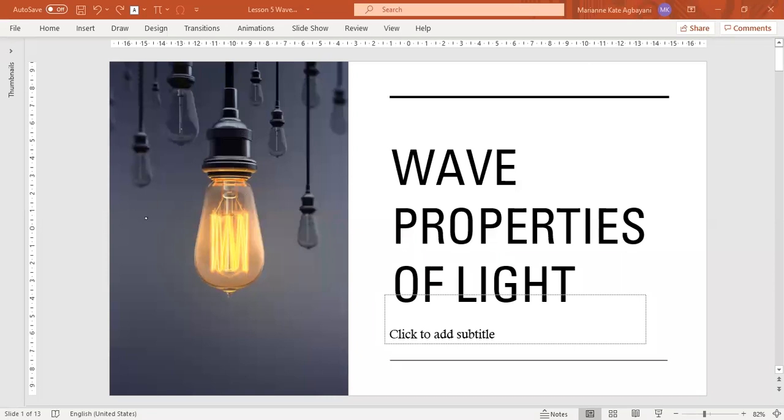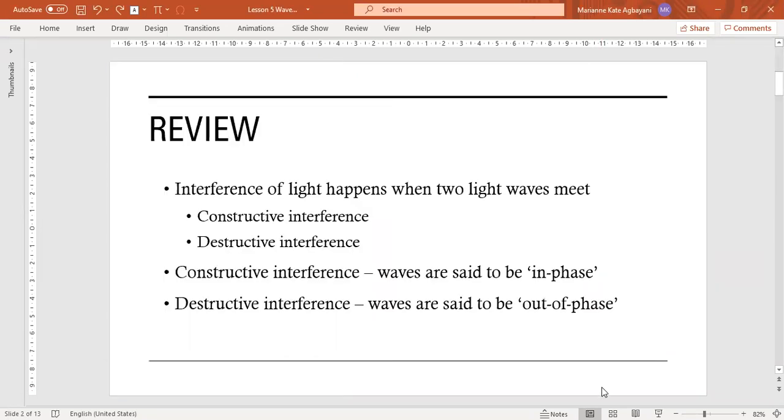So let's first have a review. We have here our interference of light. It happens when two light waves meet. So we have constructive interference and we also have what we call destructive interference. We already know that constructive interference is when waves are in phase.